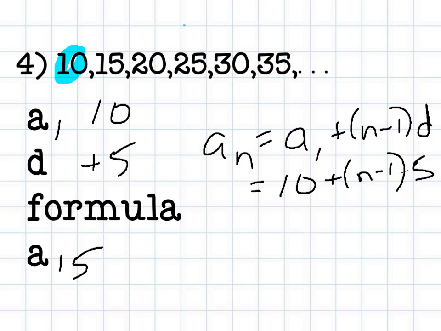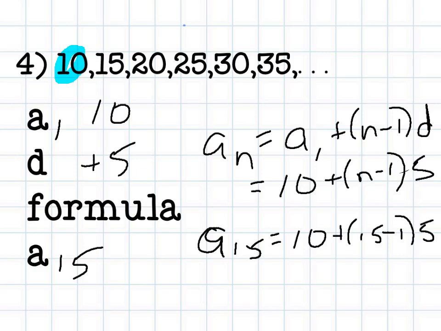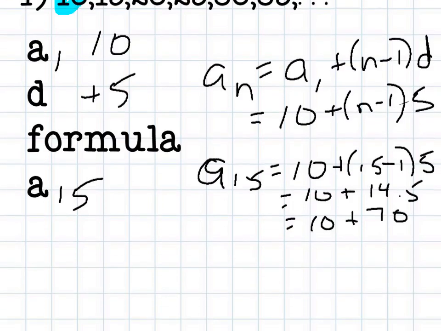But now if I want to find the 15th term, anywhere where I see an n, I'm going to replace it with 15. So a subscript 15 is equal to 10 plus 15 minus 1 times 5. If we do the math, 10 plus 14 times 5 is equal to 10 plus 70. And then if we add together 10 plus 70, I get 80. So the 15th term is 80.